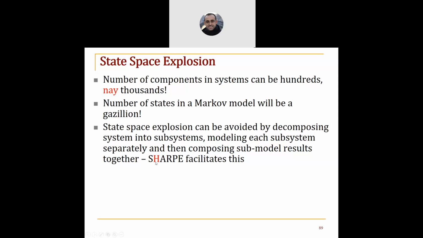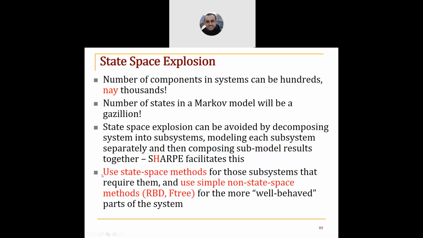And the letter H in Sharp stands for hierarchy, hierarchical. So from day one, 1986 was the first version of Sharp released to people, and from day one, hierarchical models are there in Sharp. And here we are advocating the use of state space methods for those parts of the system that require them, that is heavy dependence, and using simple non-state space methods like RBD and fault tree for those more well-behaved parts of the system.